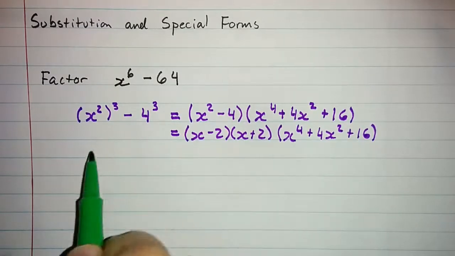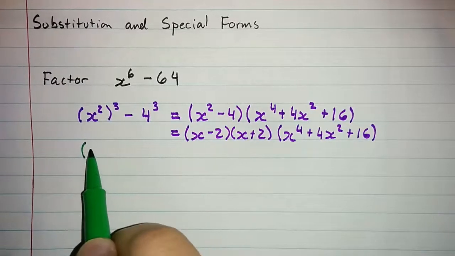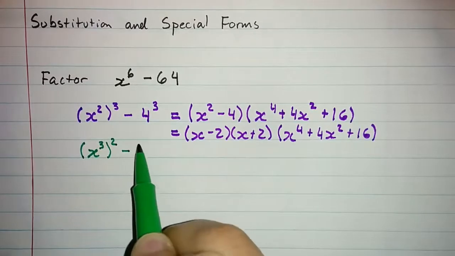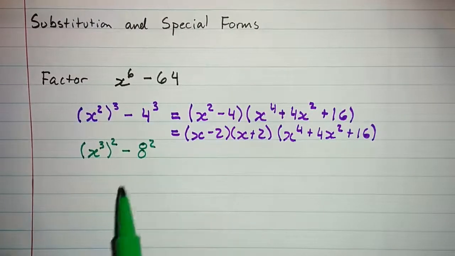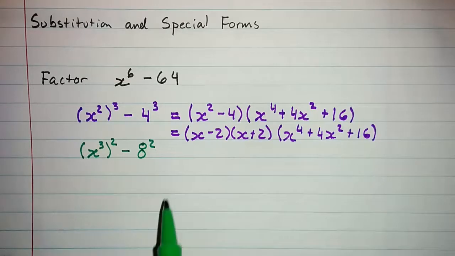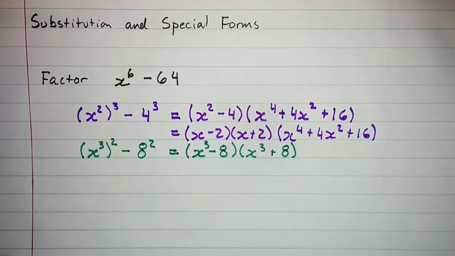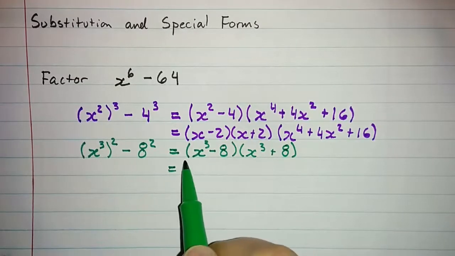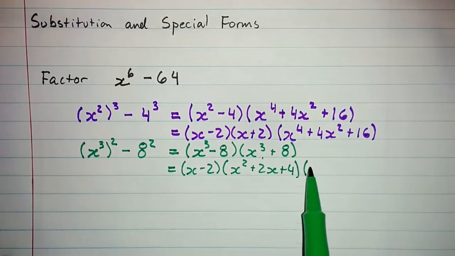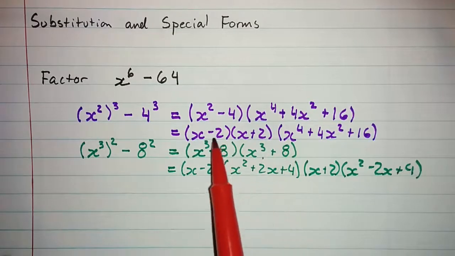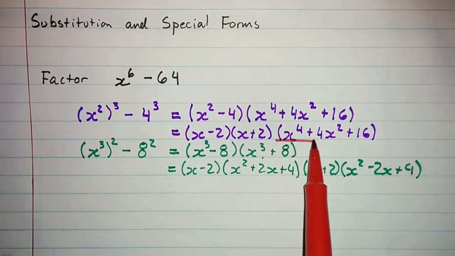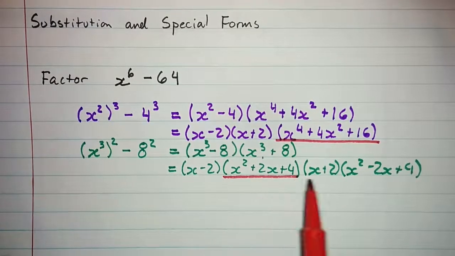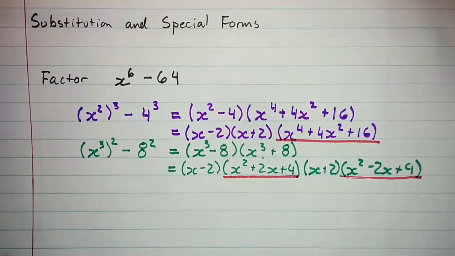I don't know. My other choice would be to say that this is x cubed squared minus 8 squared, and factor it first as a difference of squares. Oh, but now this is a difference of cubes, and this guy is a sum of cubes. Oh. Comparing these two factorizations, this guy did factor, didn't he? He factored as the product of these two.